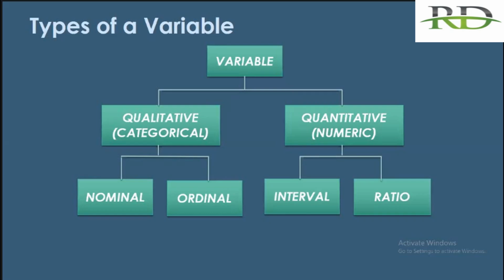Now, these qualitative variables can be further classified as nominal and ordinal. Now, what is the difference between the two? In nominal, we don't have ordering.